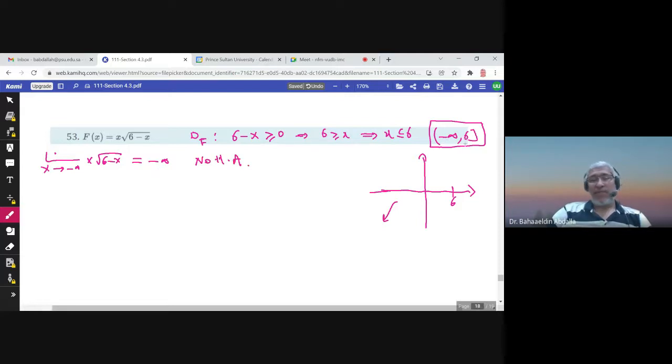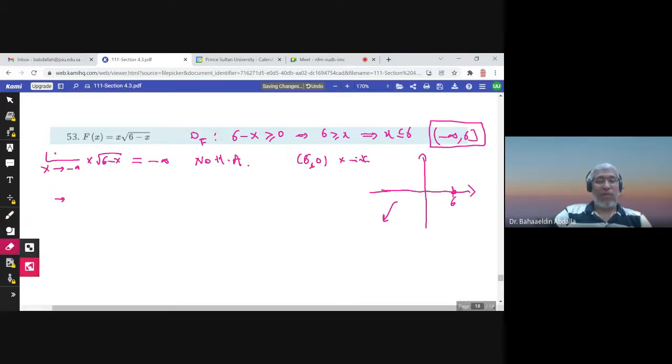And at 6, I do not have anything. If I take the limit when x approaches 6, let me see what happens. Well, 6 is a number in the domain. So if I replace x by 6, I get 6 minus 6, 0. So I get 0. So actually the point (6, 0) is just an x-intercept. So this point is an x-intercept. And this is the last point of the graph.